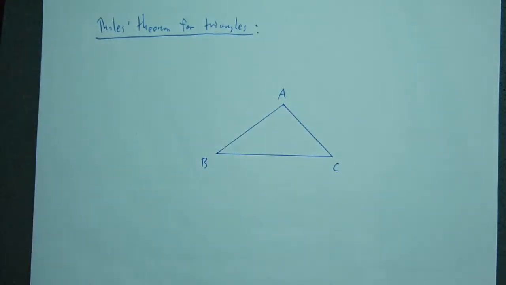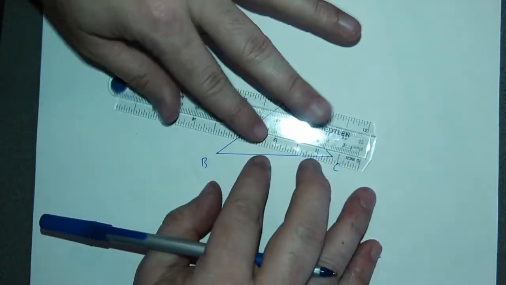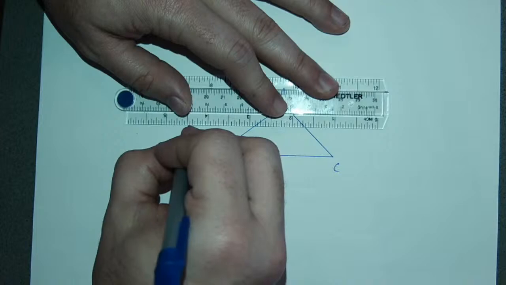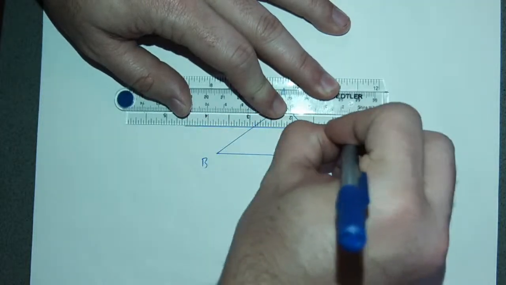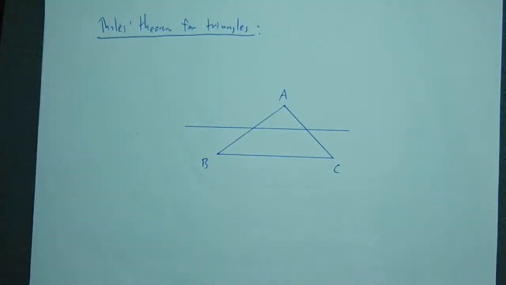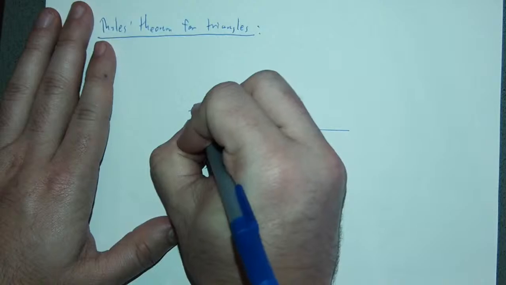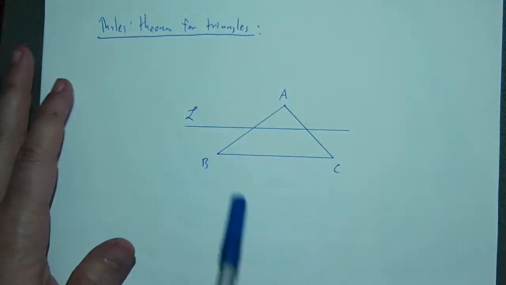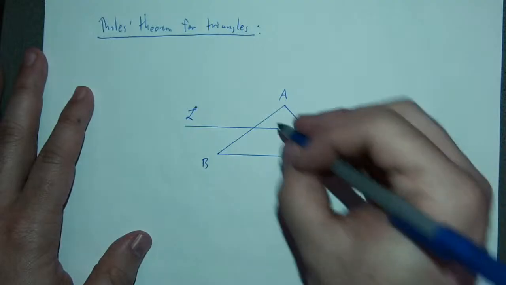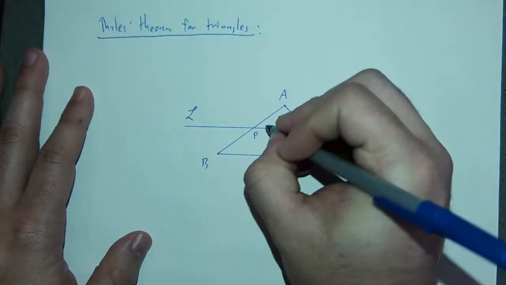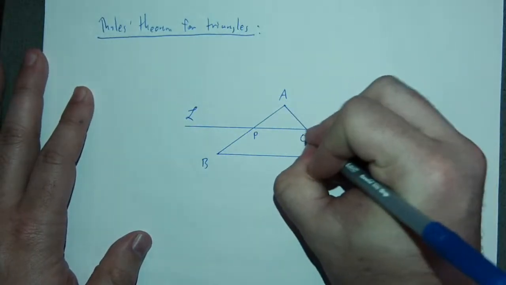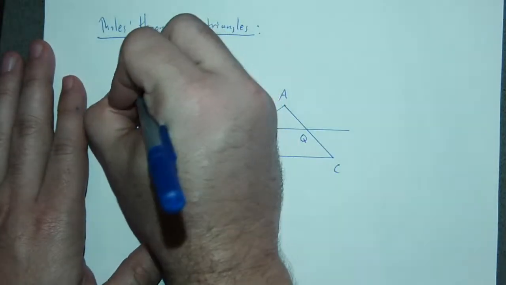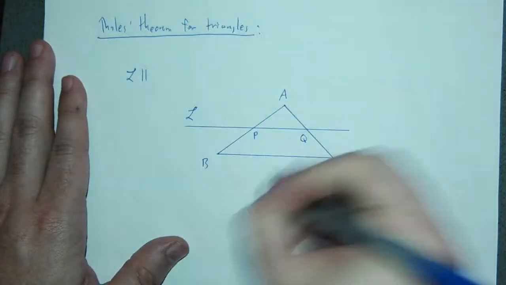Imagine I have a line that is parallel to BC. So there it is. So here's my line L. Okay, this intersects the sides AB and AC at points P and Q. Okay, so L is parallel to BC.